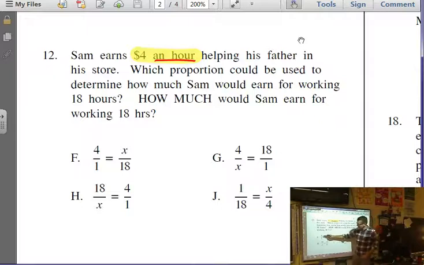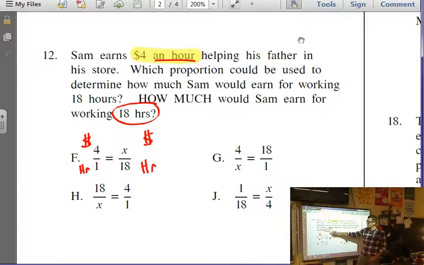So here, if I look at this, this would be dollars over hours. Would this be dollars over hours is the question you want to ask yourself on each of these. $4 for 1 hour, unknown amount of dollars for 18 hours. That's exactly what I want. So actually my first option here, this is what works. So F is my answer choice.